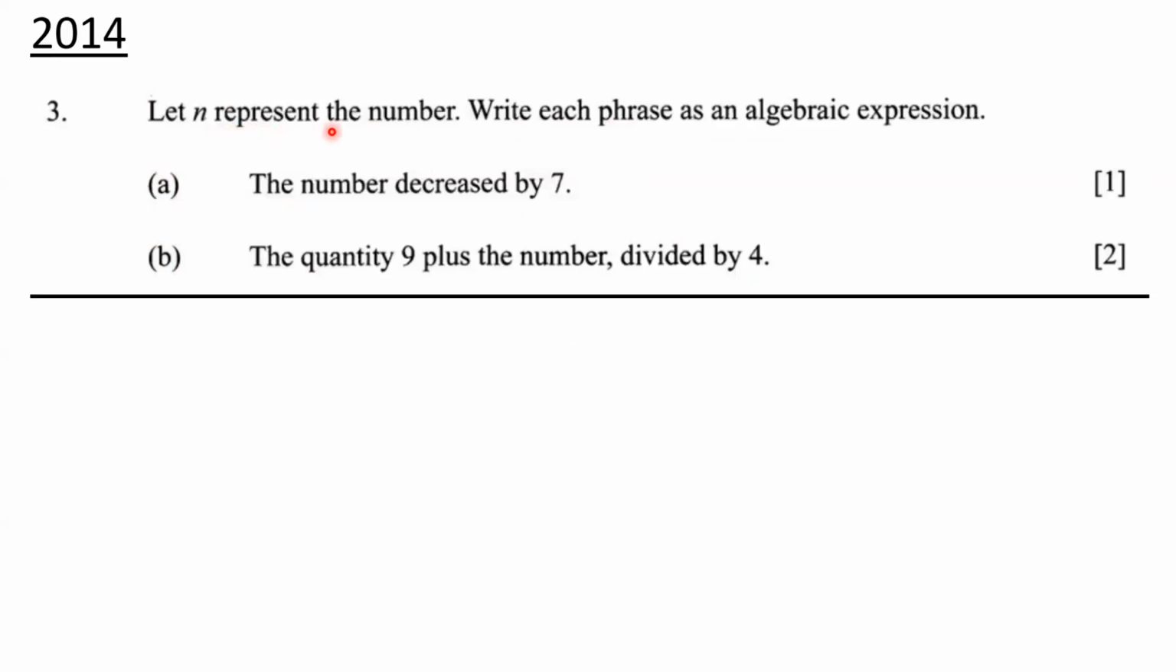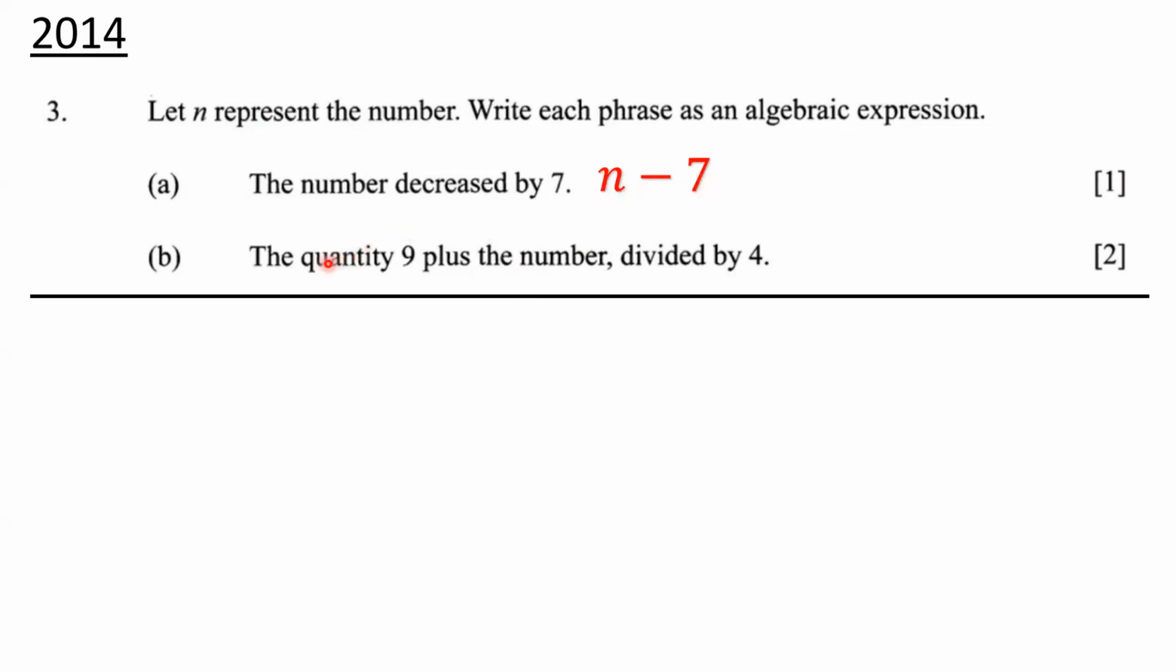It says, let n represent the number. Write each phrase as an algebraic expression. It says the number decreased by 7. Now remember, the number is n, so the number n, decreased by 7. I mean, subtract 7. So that's how we write it, n minus 7.